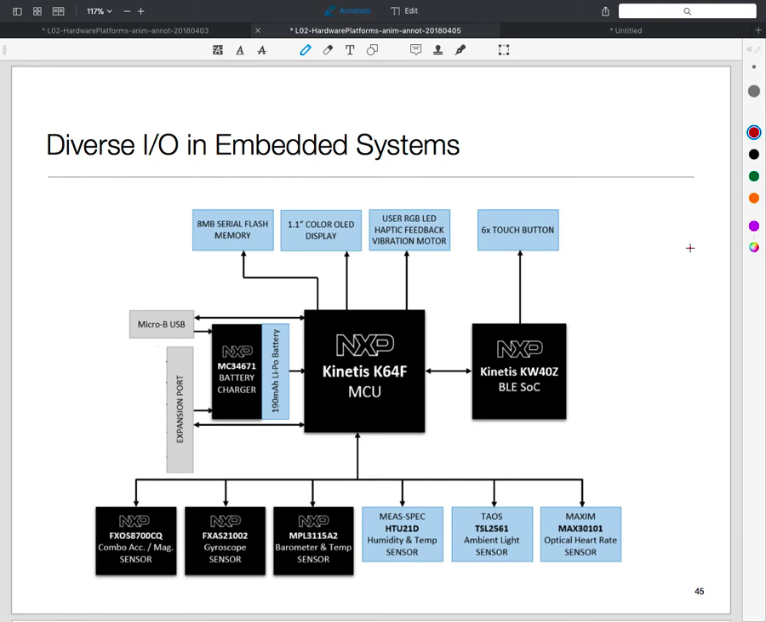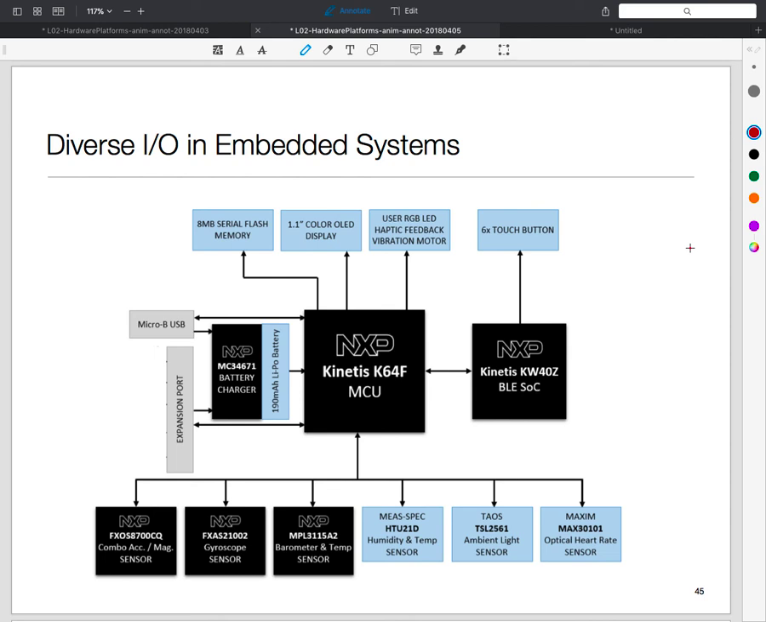So again, the thing to note is that even in our little FlexiWare device, there is a whole bunch of peripherals that are actually on chip, and then a whole bunch of things on board. On that board, there are a bunch of other chips which implement different kinds of sensors. There is an accelerometer plus magnetometer sensor. There is a gyroscope sensor.